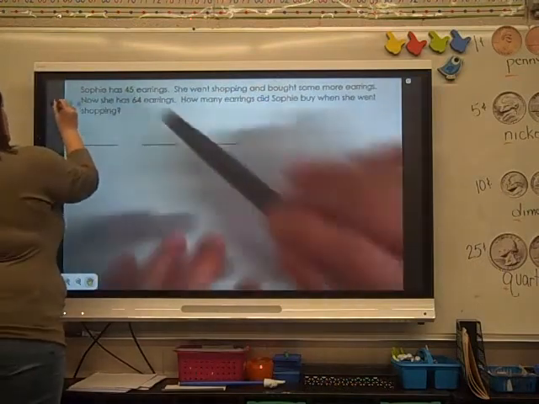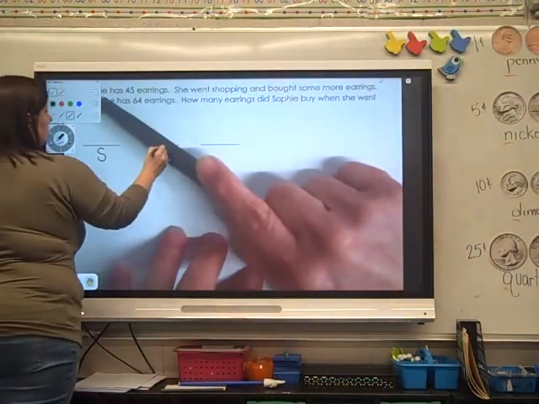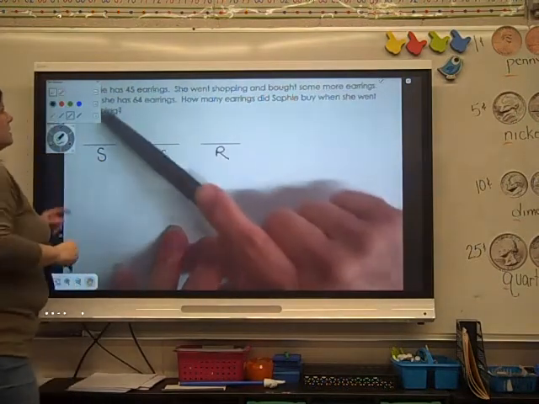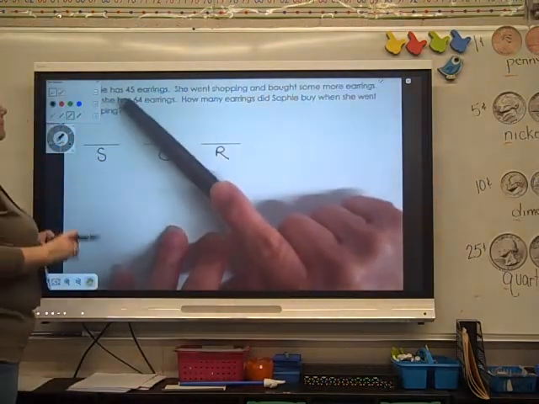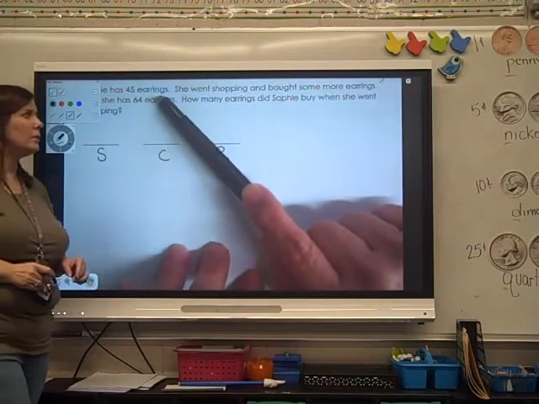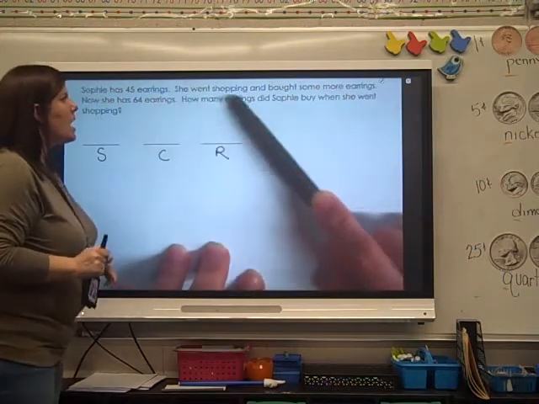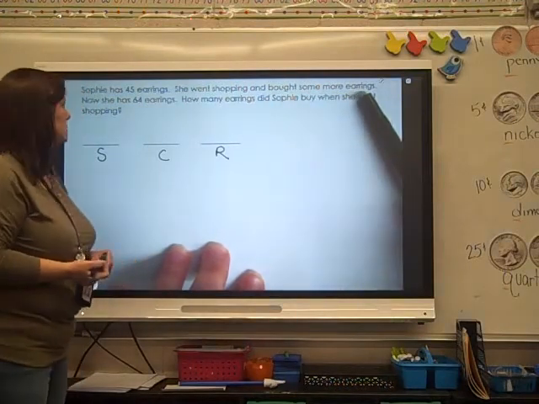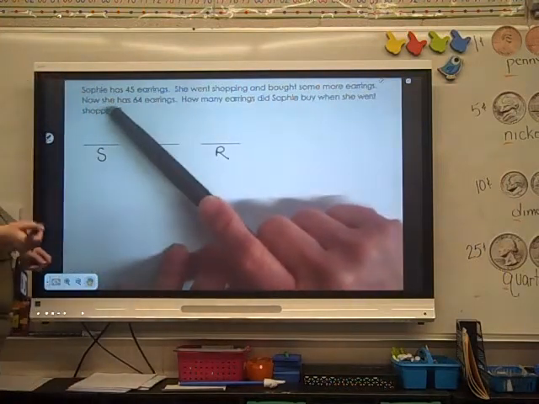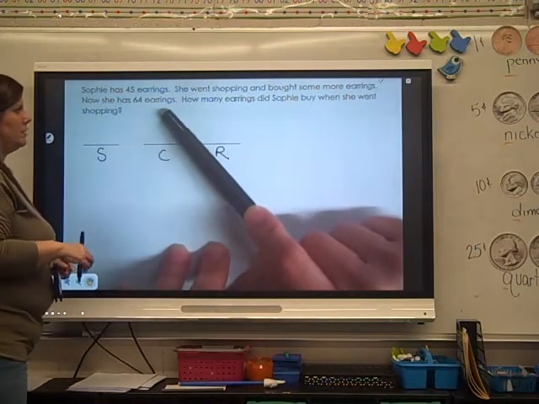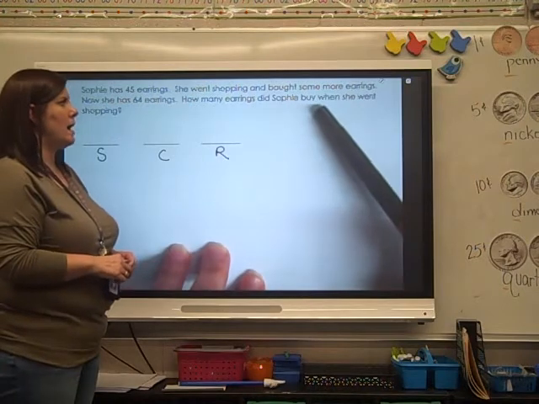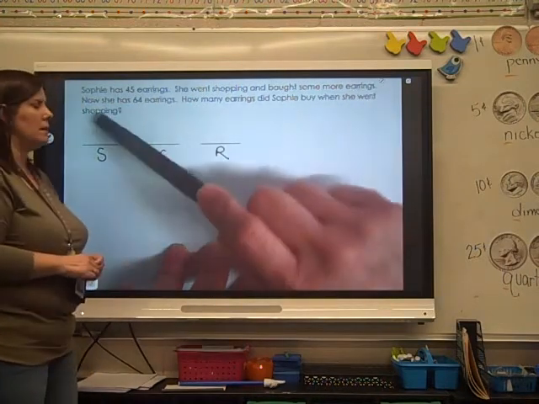Let's go ahead and let's put our start, change, result. All right. Sophie has 45 earrings. Holy cow. She went shopping and bought some more earrings. Now she has 64 earrings. How many earrings did Sophie buy when she went shopping?